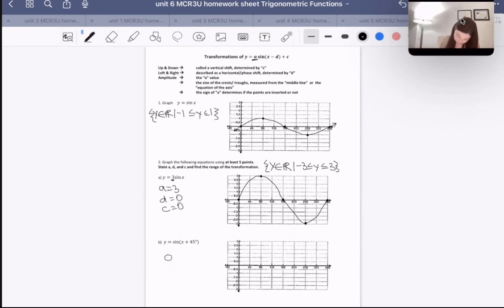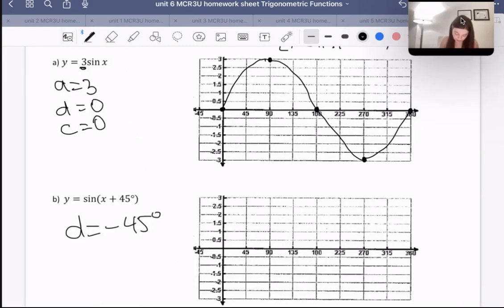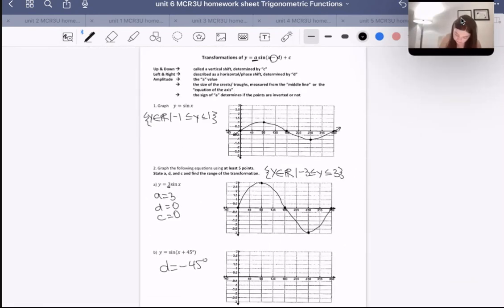D must be negative 45 degrees. Now, why did I say negative 45 and not positive 45? Well, because there's already a negative sign here, right? So if we already have a negative sign, to get a positive sign, we need another negative sign. So we need negative 45 to be D in order to get overall a plus 45 degrees. So that's why I'm saying that D must be negative 45.